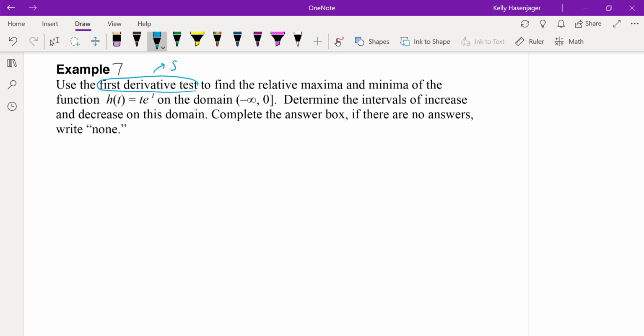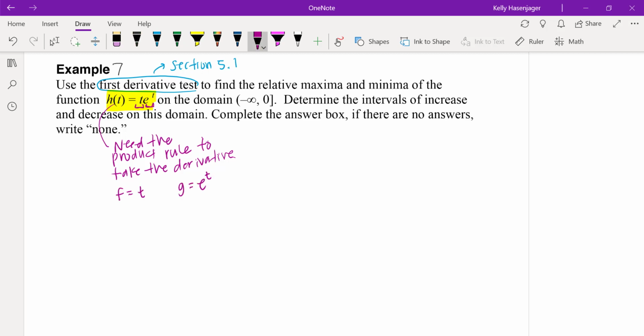Now moving on to example 7, it asks us to use the first derivative test to find the max and mins. The first derivative test is what we did in section 5.1, but the reason that this is in this section is our function is t times e to the t. It's two functions multiplied together, so we need the product rule to take the derivative.